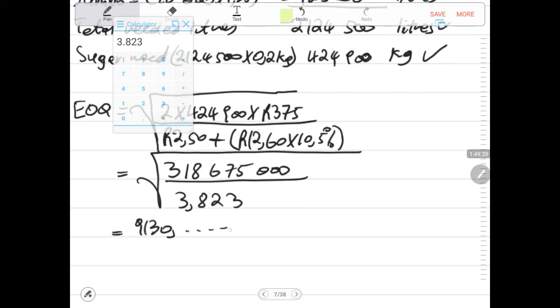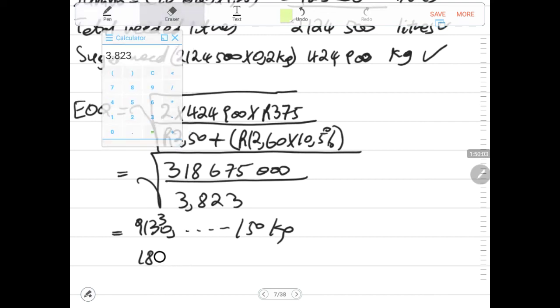9130 point something. Then after you have divided by 50 kgs that the sugar is sold for, it will still give you 183 units per order. That will still give you 183. But others here will give you 9133, not 9130. It will depend on your calculator. So don't be bothered, because the final answer will end up being the same as 183 at the end of the day.